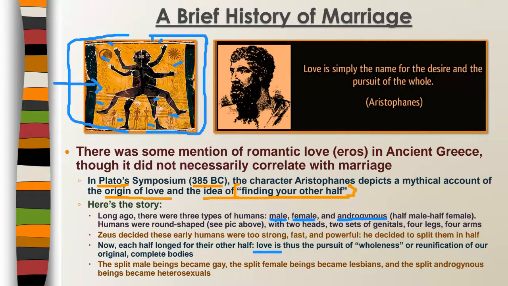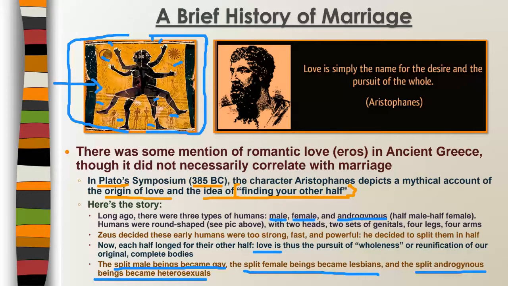the male, there were originally these round beings that were 2 men on either side, and they were split. And so now that explains where gay men come from. The split female beings have become lesbians, and the split androgynous beings, which were half man, half woman, like in the picture up here, they became our heterosexuals.